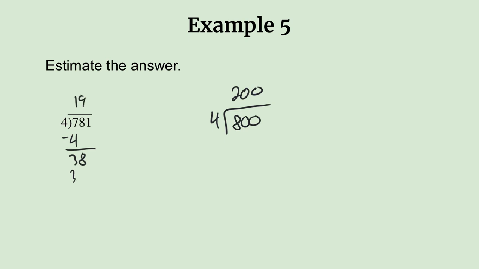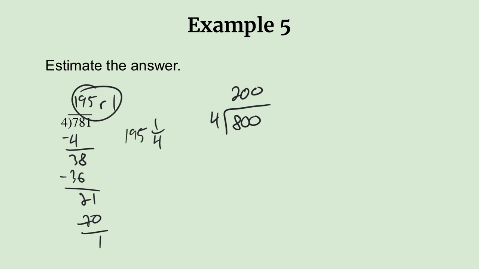9 times 4 is 36. Subtract, we get 2, bring the 1 all the way down. 4 goes into 21 5 times. 5 times 4 is 20. We get a remainder of 1. So 195 remainder of 1, or like we learned last week, it could be 195 and 1/4. The homework should tell you how to leave the remainder.